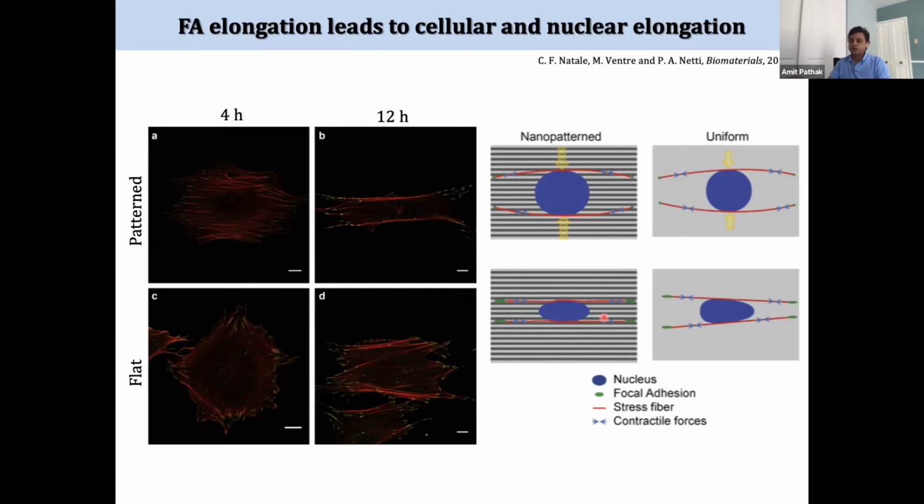If you only allow focal adhesions to grow in one direction, the cell is forced to grow in that direction as well. And the nucleus will just go with it because the forces are compressing the nucleus in that direction.